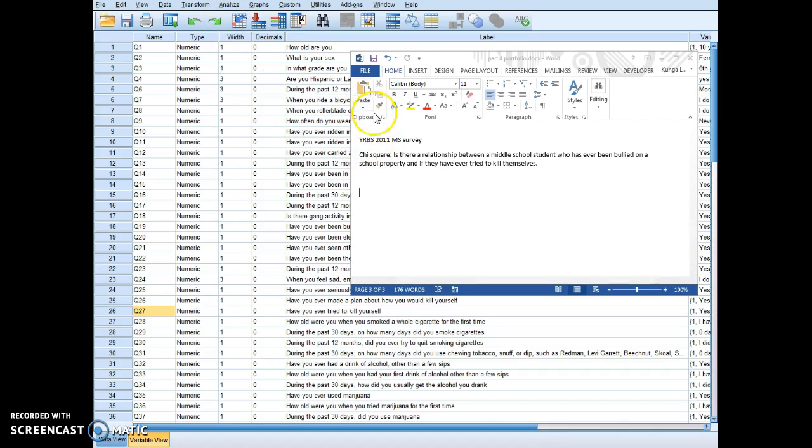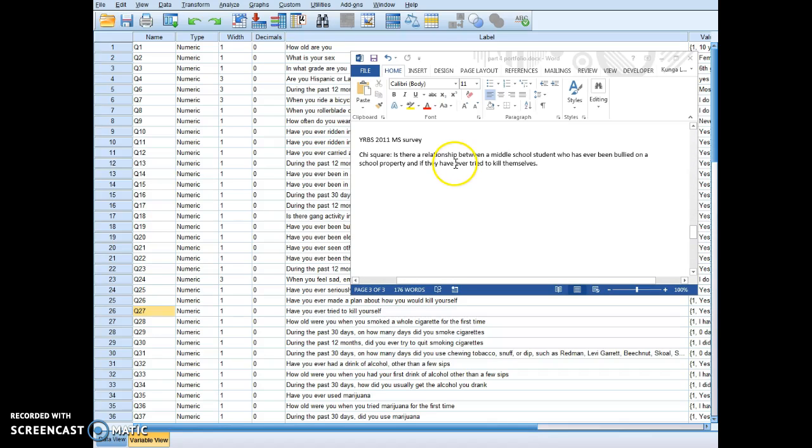Before I run the test, we need to make sure that the question qualifies for the chi-square test. And we know that for a chi-square test, there has to be two nominal or ordinal variables in the question. So let's look at the question and figure out if there are two nominal or ordinal variables. Whether or not they have ever been bullied on a school property is a yes or no question, so it's a nominal variable. And whether they ever tried to kill themselves is also a nominal variable, which is a yes or no question as well.